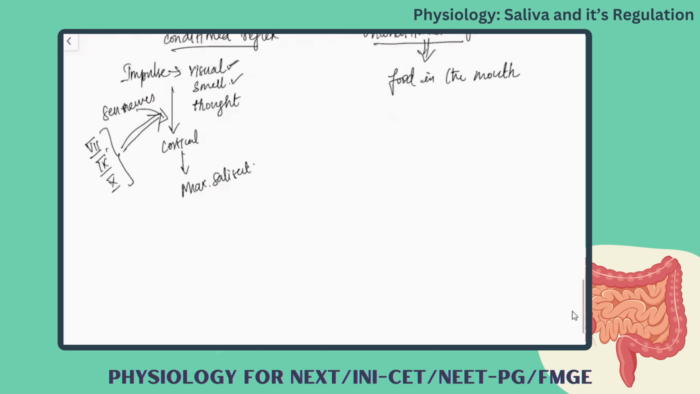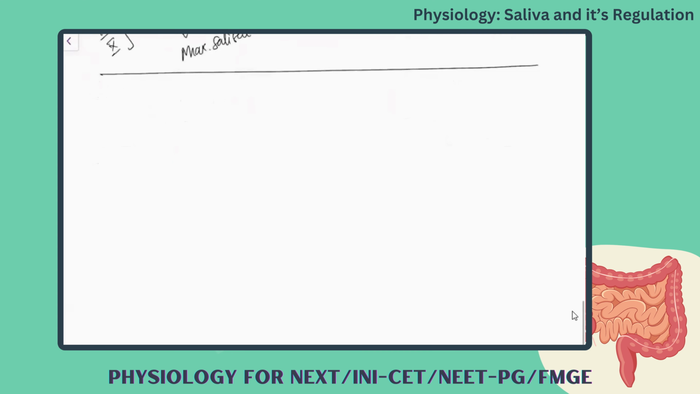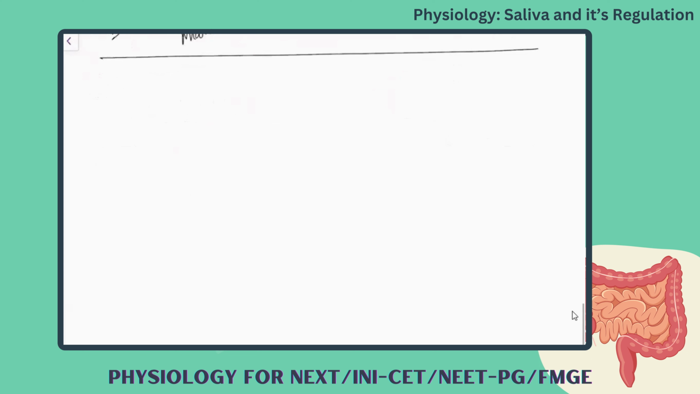And now we will see just the terminologies in relation with the abnormal secretions of saliva. So first we will see hyposalivation. The conditions where you will have hyposalivation. For example, you are having fever. Then you will feel dryness in your mouth. You will have cracks in your lips because there is hyposalivation during fever.